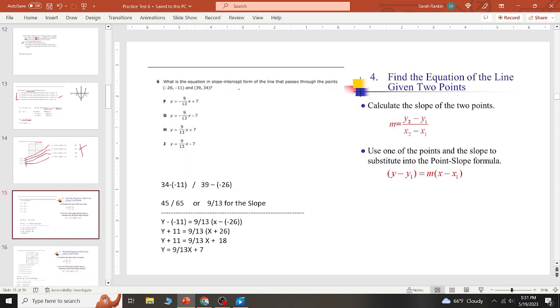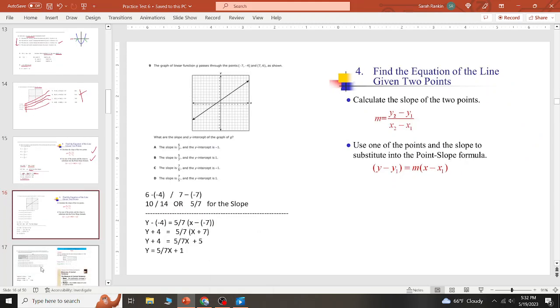What is the equation in slope-intercept form of the line that passes through these 2 points? Well, if they give us 2 points, the first thing we got to do is calculate the slope. And then once we have the slope and one point, we use our point-slope formula. So we calculate the slope, remember change in y over change in x, so we get a slope of 9/13. And then once we have that 9/13, we pick 1 point. Doesn't matter which one, I picked the first one for my y and my x, and I solve it, and I get y equals 9/13x plus 7.